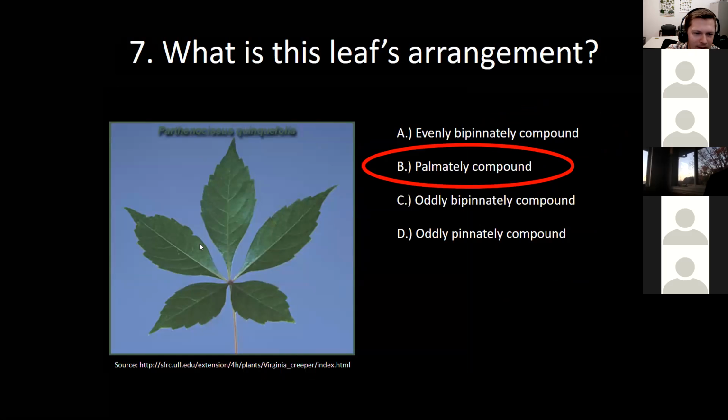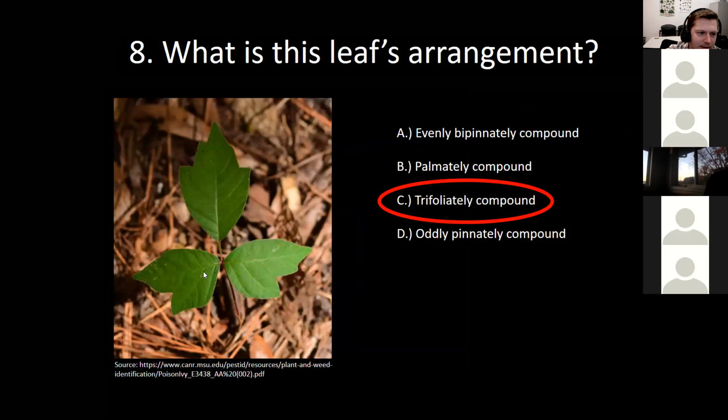Most people got this one. Good job. Palmately compound. And yep, that looks like a Virginia creeper, like Tia said, everybody should know this one in Florida. It's pretty common, and it's a vine. It's most often confused for this guy, which was trifoliately compound, which everybody got. Very good job, everyone. I'm glad we got the concept of 3 down, at least for the leaflets.